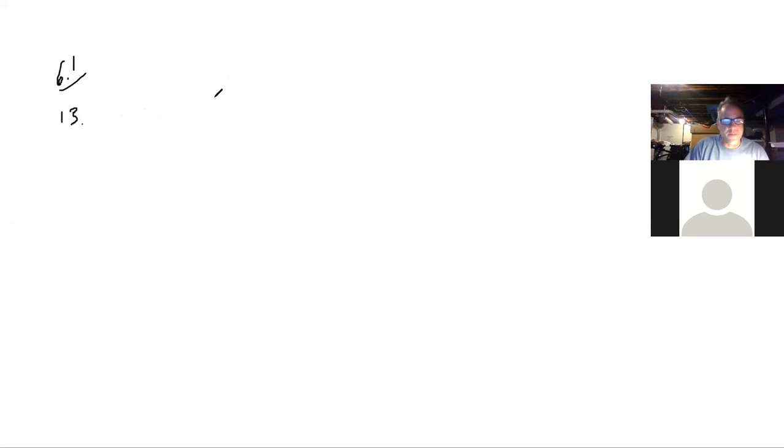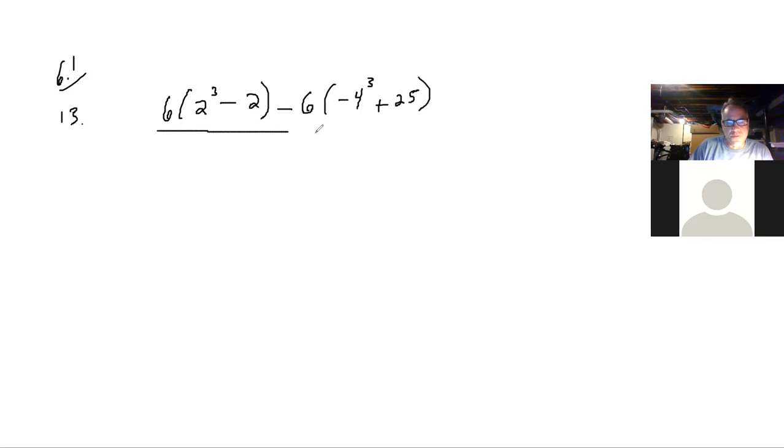13. So I have something that looks like this. 6, and the way I would express this, as I write it, is 6 times the quantity, since there's no sign there, it's indicated to be multiplication, times the quantity 2 cubed minus 2, minus 6 times the quantity negative 4 cubed plus 25. And then this will be divided by 4 times the quantity 3 minus a negative 4.